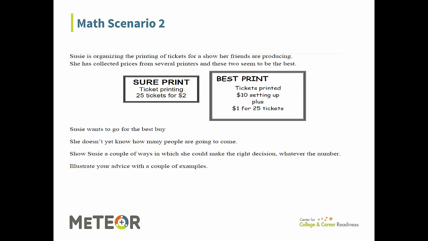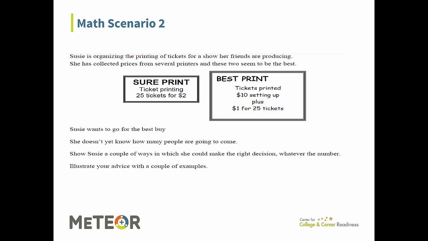Here's the difference. This math task states, Susie is organizing the printing of tickets for a show her friends are producing. She has collected prices from several printers, and these two seem to be the best. Susie wants to go for the best buy. She doesn't yet know how many people are going to come. Show Susie a couple of ways in which she could make the right decision, whatever the number. Illustrate your advice with a couple of examples.